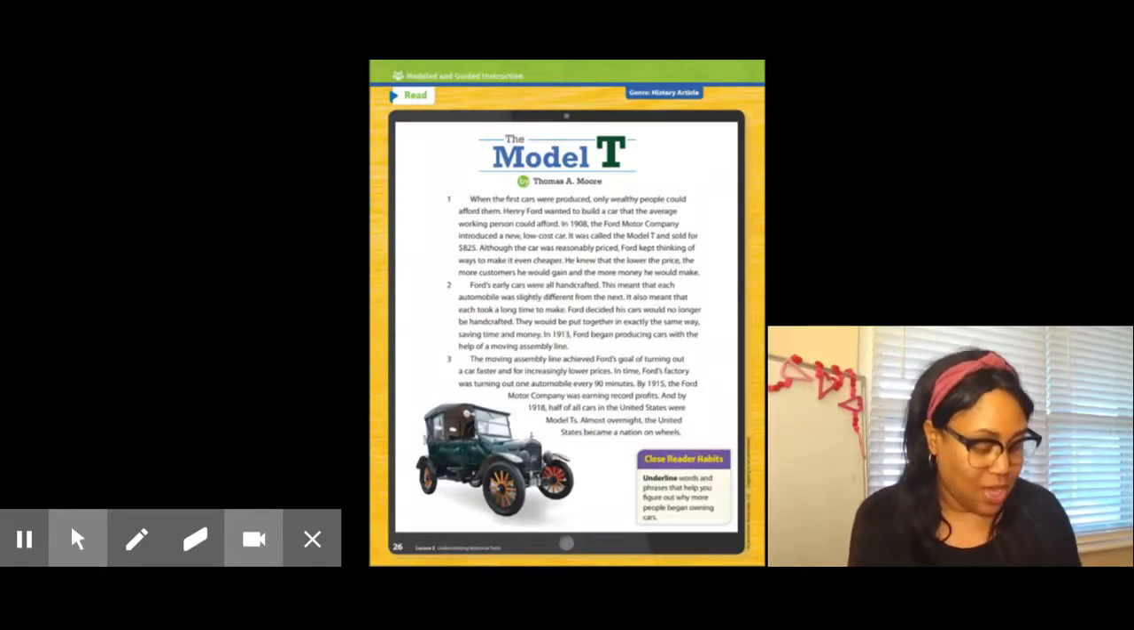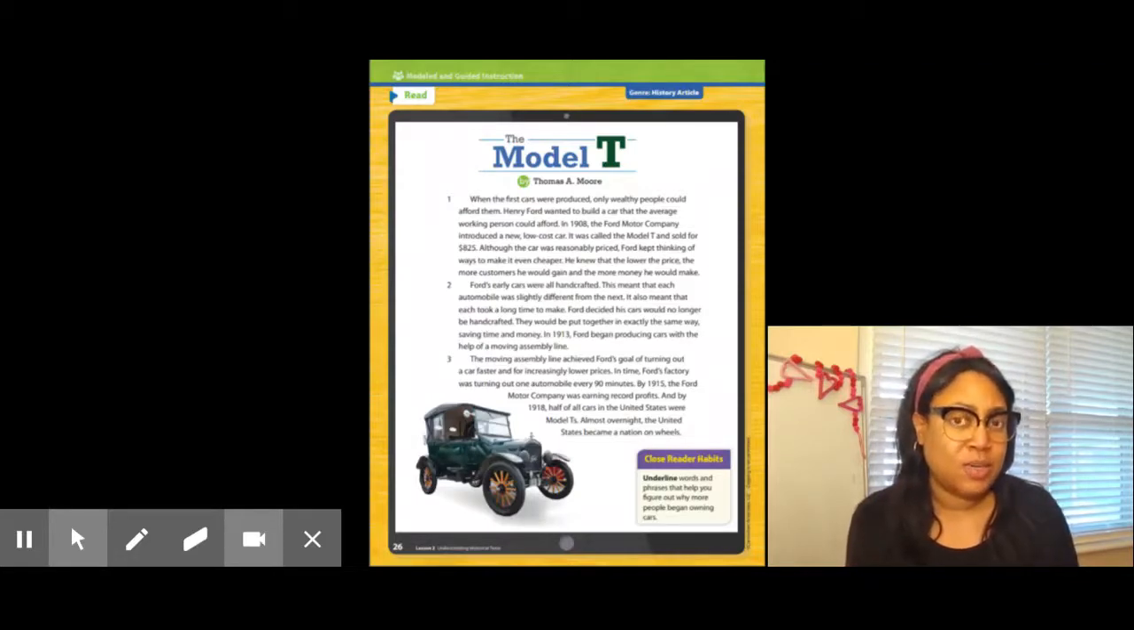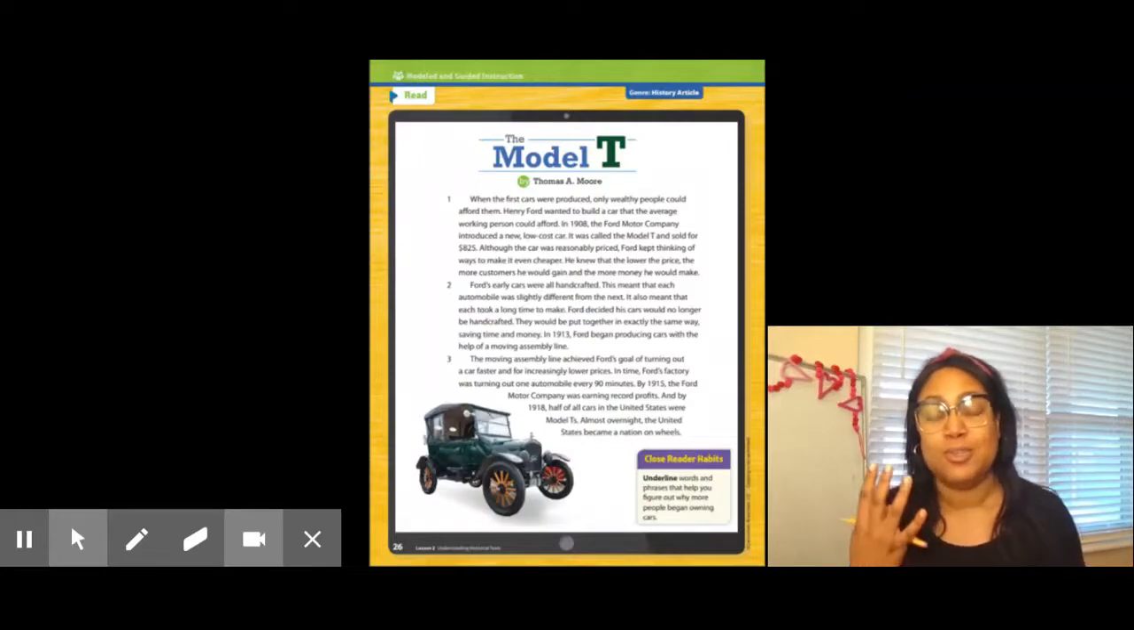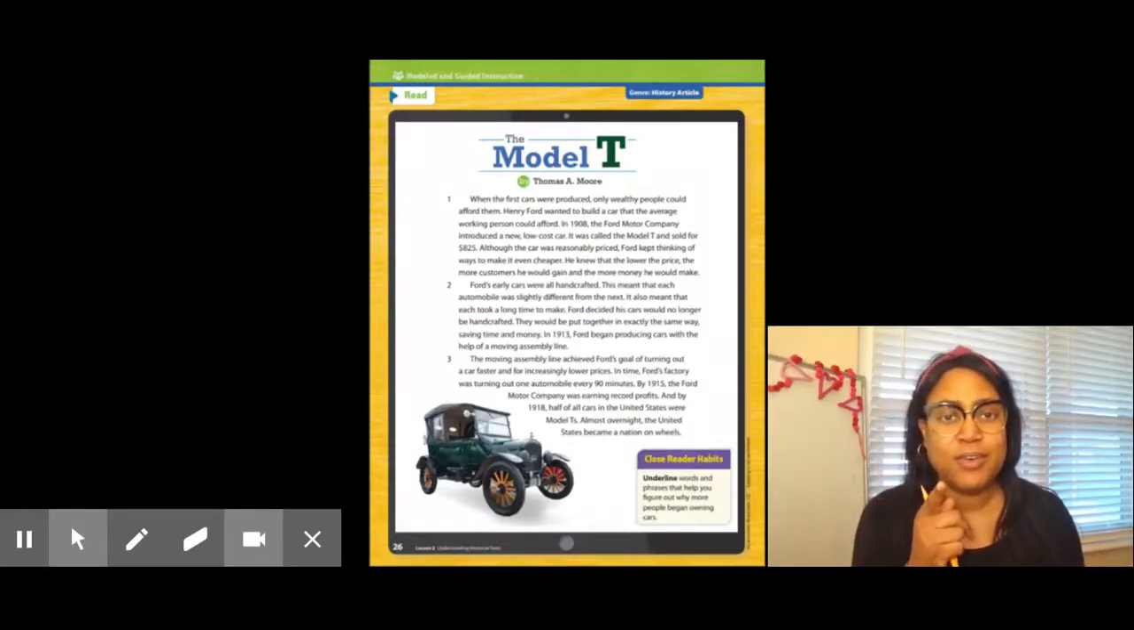Okay, so I want you to go back on your own, pause this video, and read this article again on your own. And look at the close reader habit at the bottom. It says to underline words and phrases that help you figure out why more people began owning cars. So as you're reading again, I want you to take your pencil or whatever you're writing with and underline words or phrases that help you figure out why more people began to buy cars. So pause the video.